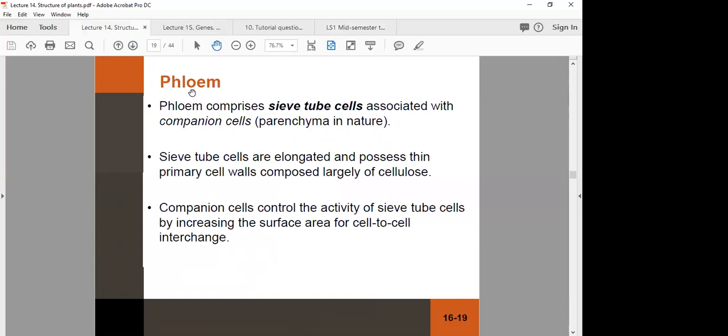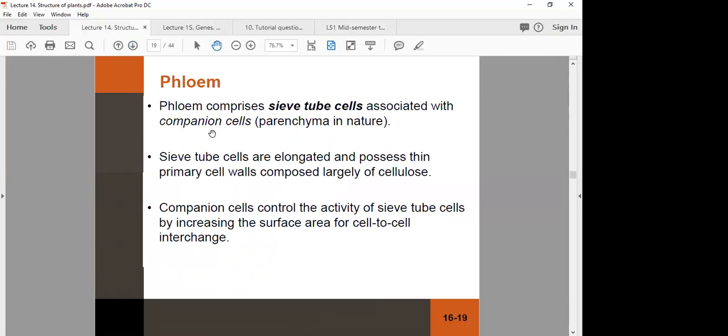Moving on now to the second major part of the vascular system, the phloem. The major cells found in the phloem tissue are sieve tube cells. These are the transport cells found in phloem tissue. They are associated with a helper cell, or rather a few different types of helper cells called companion cells.